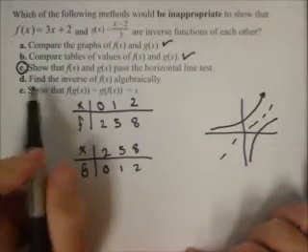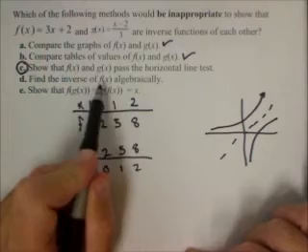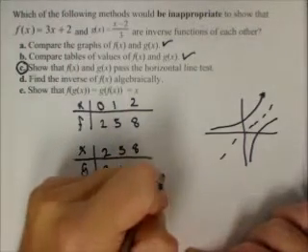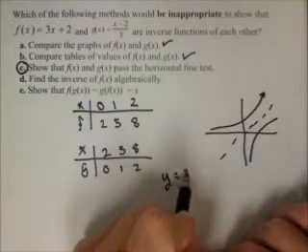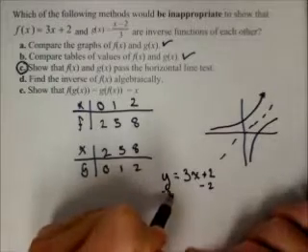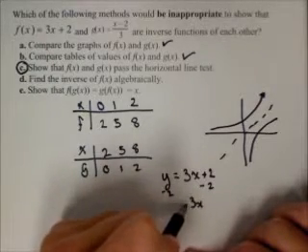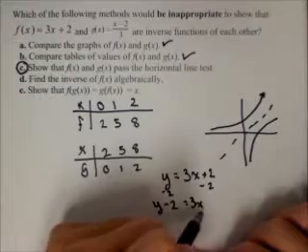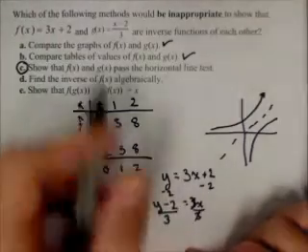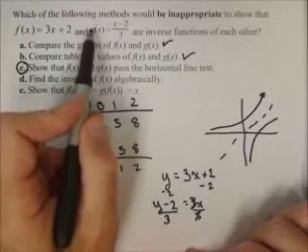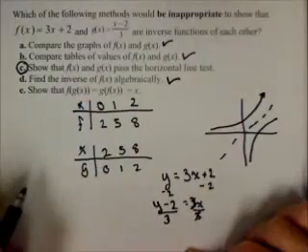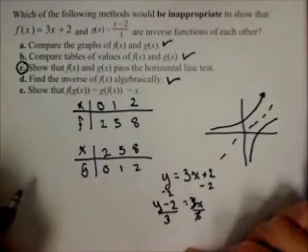Finally, the last two, just talk about them. Find the inverse of f of x algebraically. If we did, we would solve for x here. So we have y equals 3x plus 2. Subtract 2 off of both sides. So we have 3x equals y minus 2. Divide both sides by 3. We have x equals y minus 2 over 3. Or putting it in this form, g of x equals x minus 2 over 3. So that checks out.